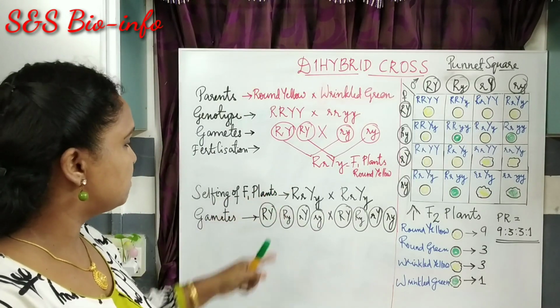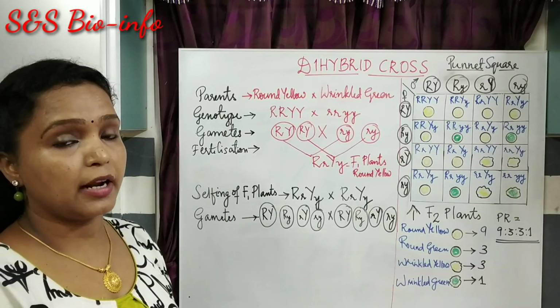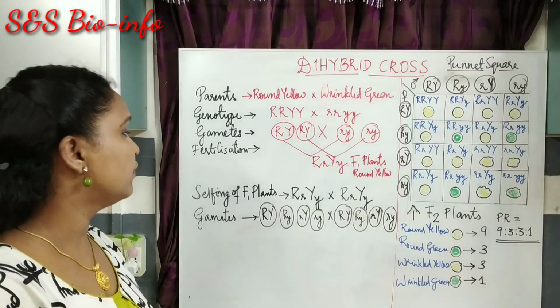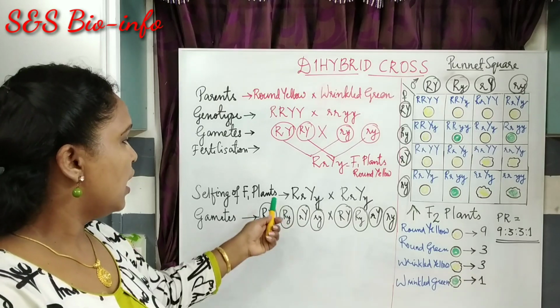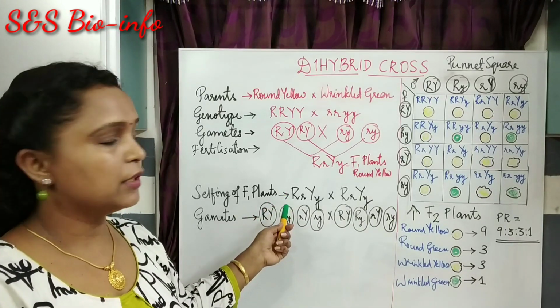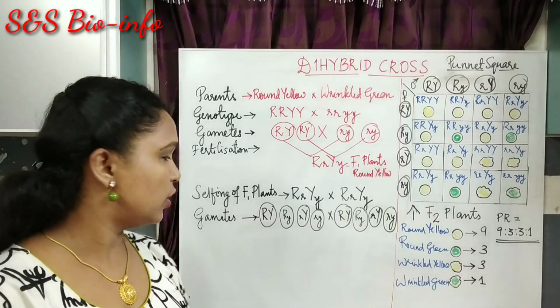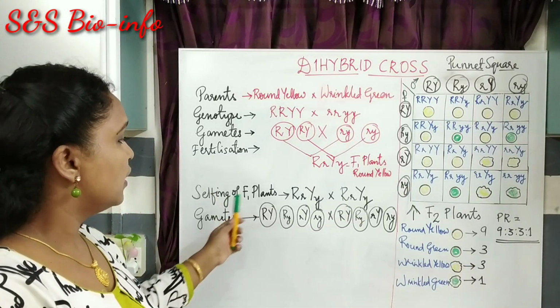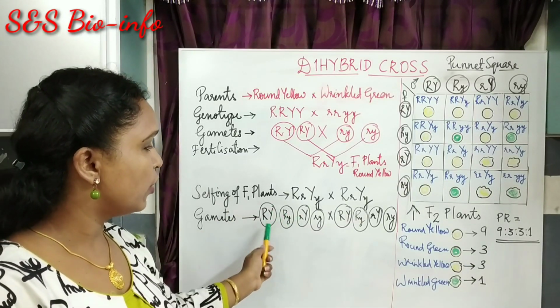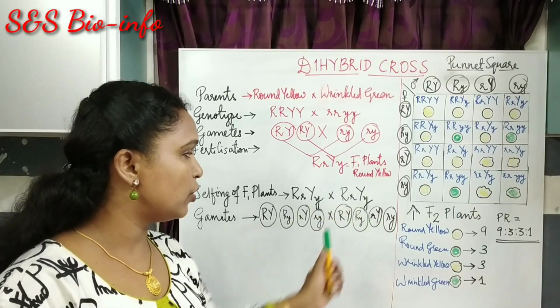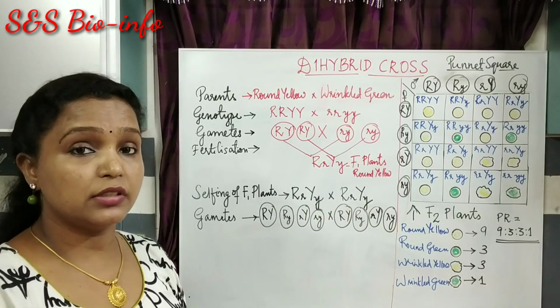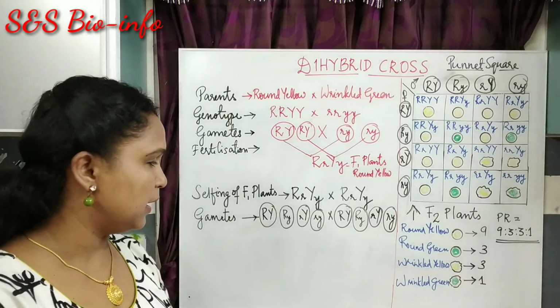The next step is selfing of F1 plants. Selfing means self-pollination of F1 plants. As it is a bisexual plant, both parents have the same kind of genotype. So the gametes, here you can see 4 gametes in one parent, and the same gametes are also seen in the second parent because the genotypes of the parents are similar.